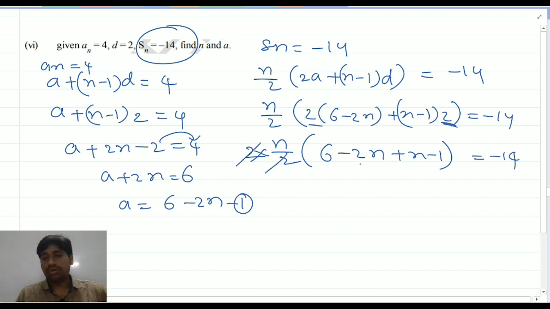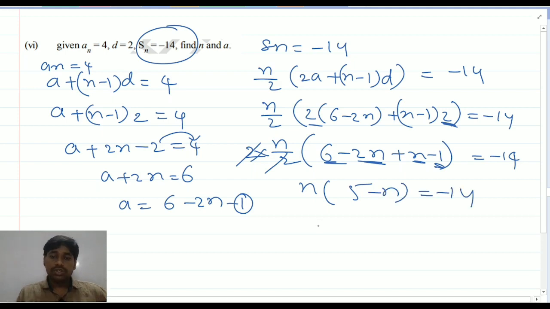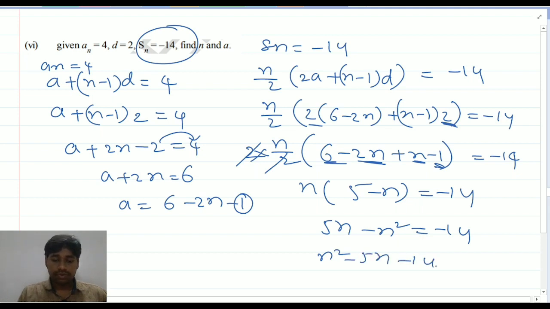These two common. So n of 6 minus 1, that is 5, minus 2n plus n, minus n, is equal to minus 14. So 5n minus n square is equal to minus 14. Okay, done. Then what we can do is transfer this to the LHS: n square minus 5n minus 14 is equal to 0.